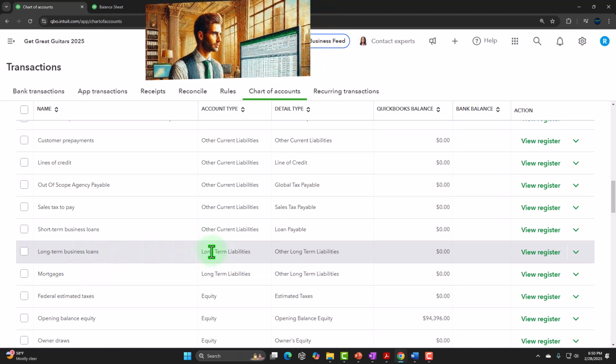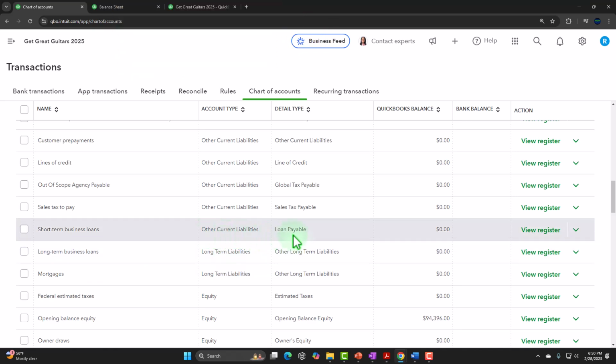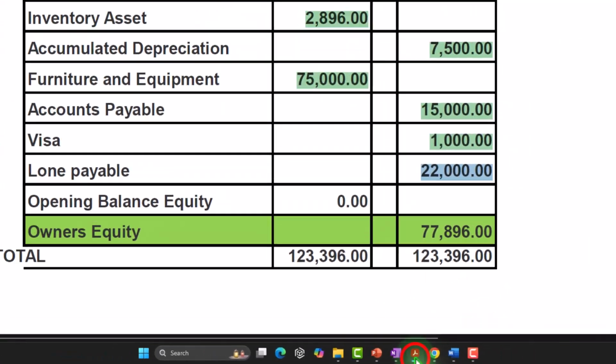Let's see if they gave us a loan kind of account. They have long-term loans here, and here it is, other current liabilities, loans payable. Perfect. That's what we want. So they have the account for us. I'll just use that one.